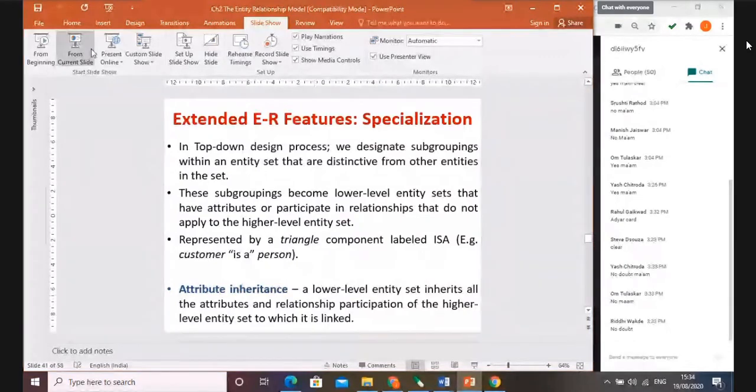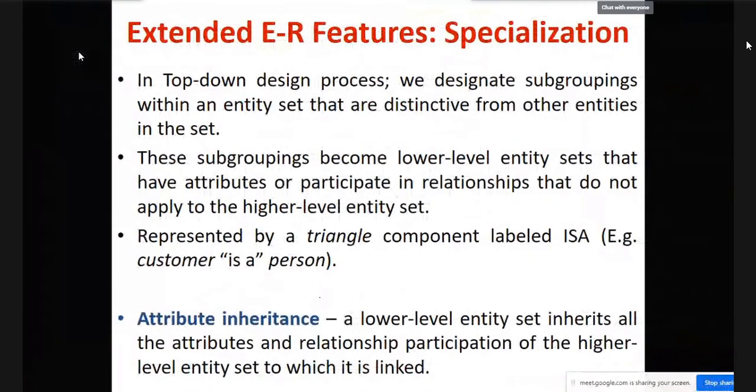In the extended ER diagram, there are three main concepts you need to remember. One is specialization, second is generalization, and third is aggregation. These are the key concepts in the EER diagram. This question is asked in each and every exam till now.